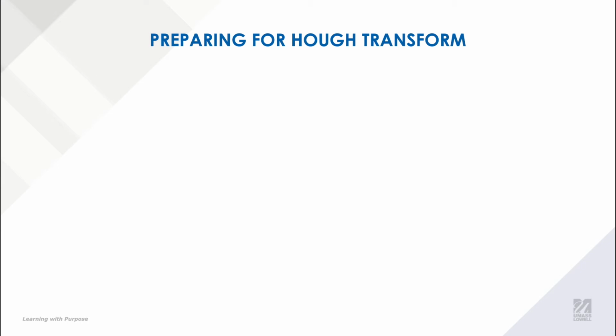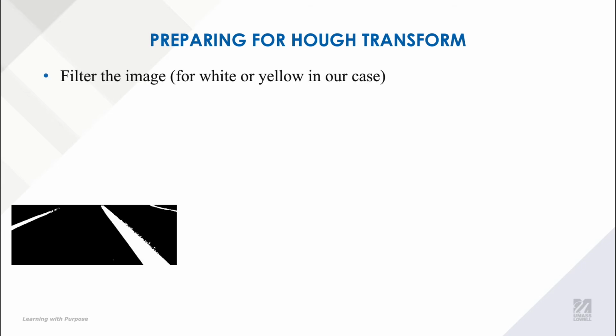So in the case of our lane detector that we're developing, we first want to filter the image for white or yellow in this case to find the white lines, the yellow lines. Obviously if you're looking for different colors you'd want to look for different things to filter here, but that's what we start with here. So we come up with this nice filtered image on the left here.